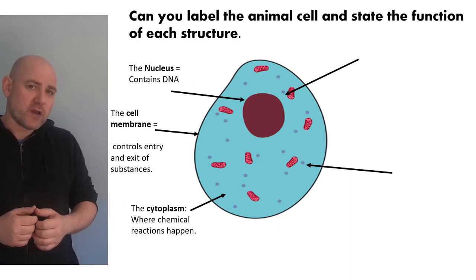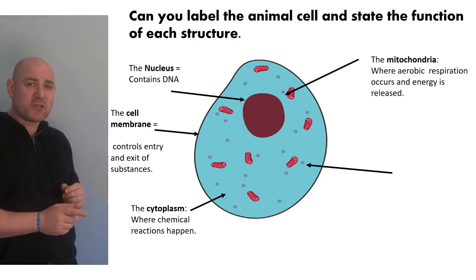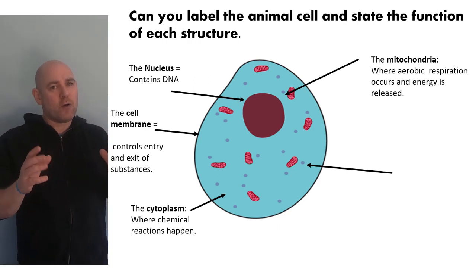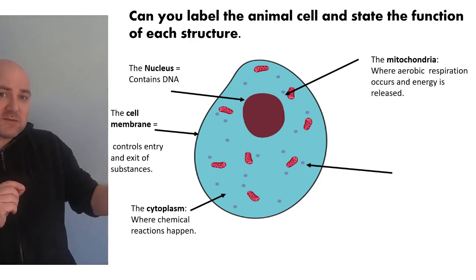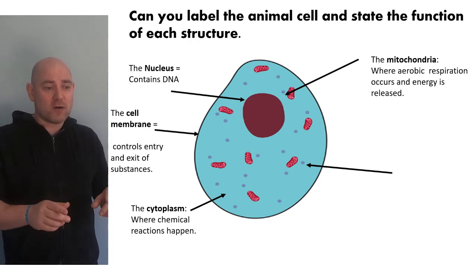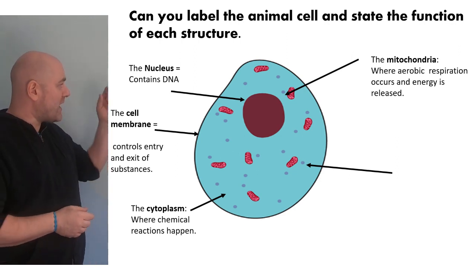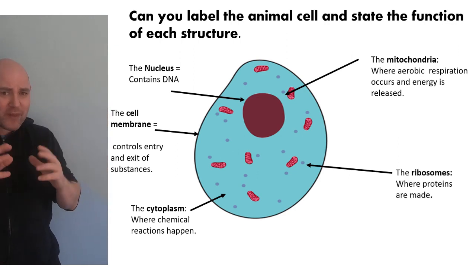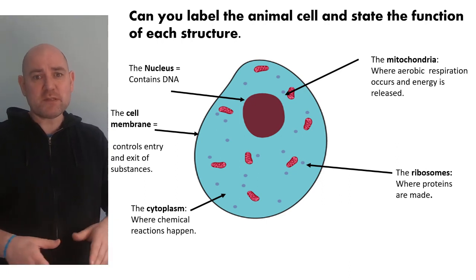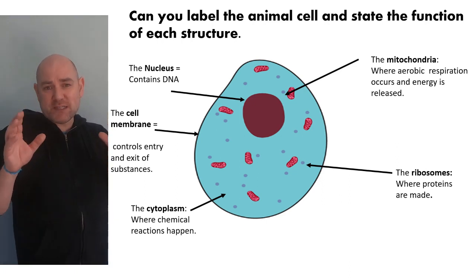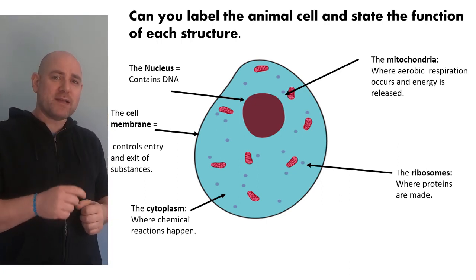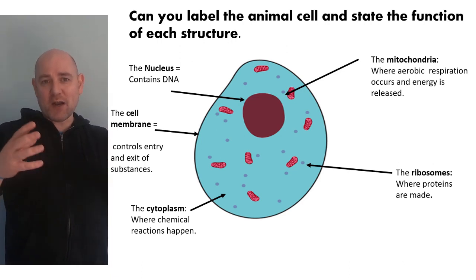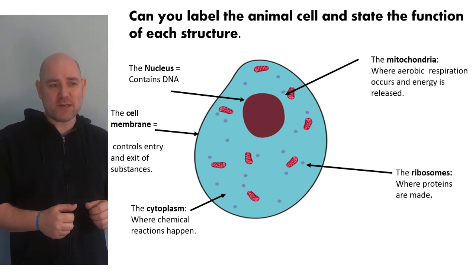The mitochondria is where aerobic respiration takes place. Now, don't say it's where energy is made because you won't get the marks. It's where energy is released. And finally, the ribosomes. What happens in the ribosomes? Well, that's where proteins are made or synthesized. Some examples are enzymes, antibodies and hormones, all made on the ribosomes.